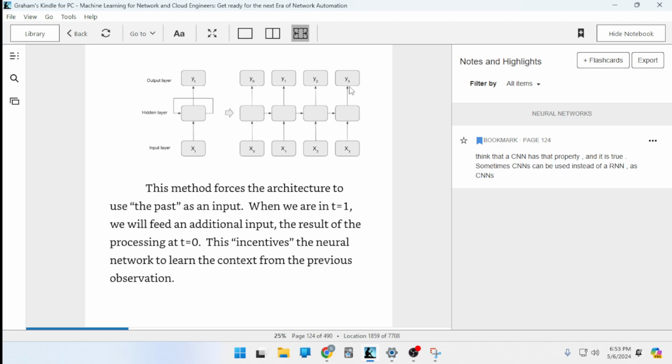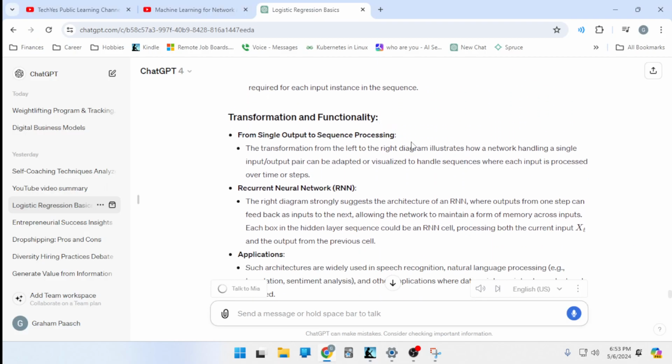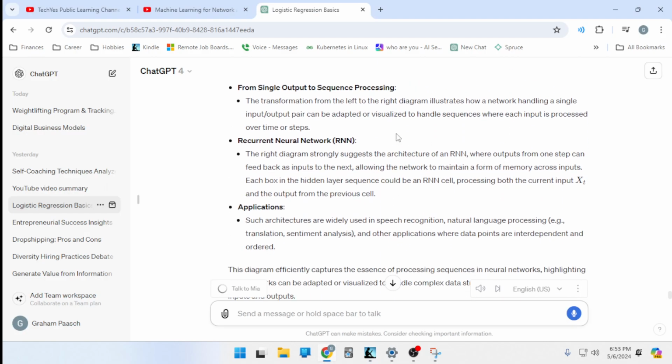The network produces an output at each step, corresponding to the input at that step. This is typical in tasks like sequence prediction, time series analysis, or any scenario where outputs are required for each input instance in the sequence. Transformation and functionality. From single output to sequence processing, the transformation from the left to the right diagram illustrates how a network handling a single input-output pair can be adapted or visualized to handle sequences where each input is processed over time or steps. Recurrent neural network, RNN.